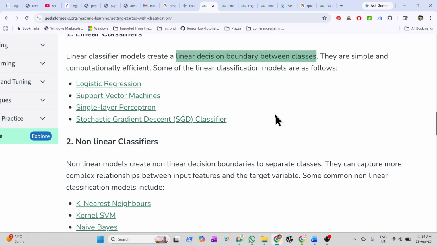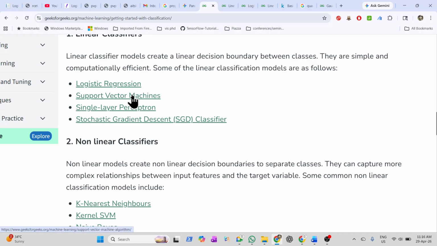As we learnt about the line equation y equals mx plus c, which creates a straight line and divides the data points into two classes. That is a linear decision boundary. These are simple and computationally efficient models. They include logistic regression, support vector machines, single layer perceptron, stochastic gradient descent classifier.